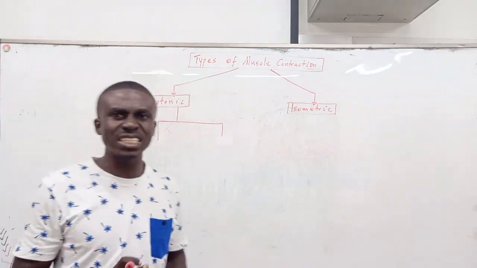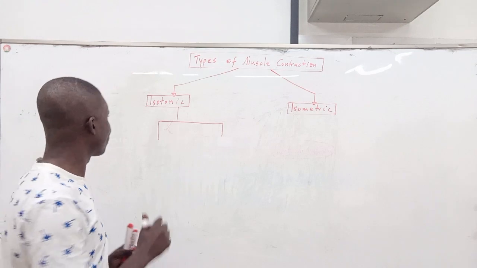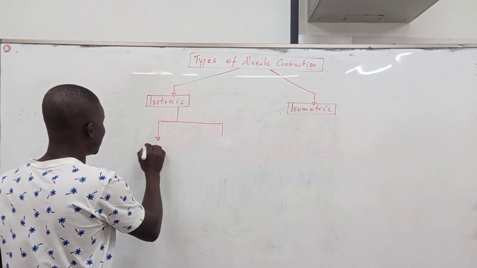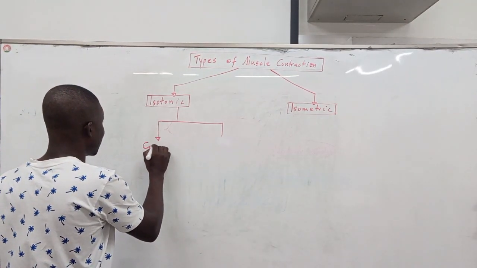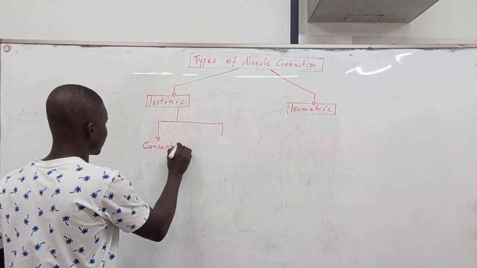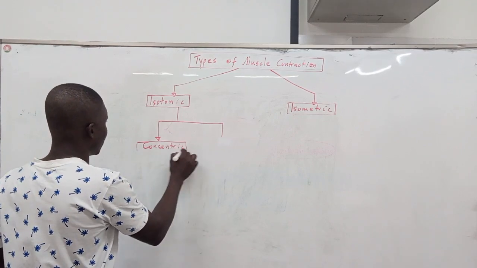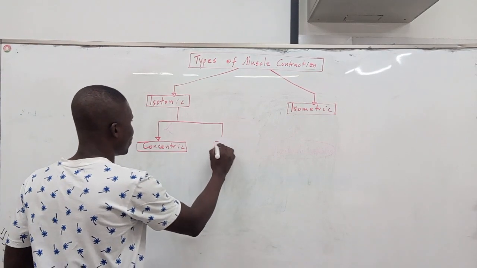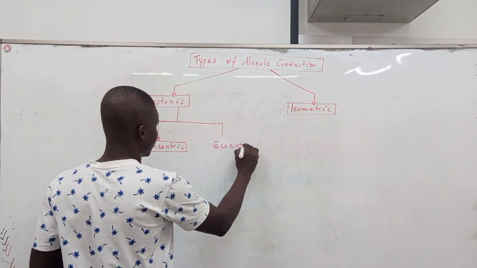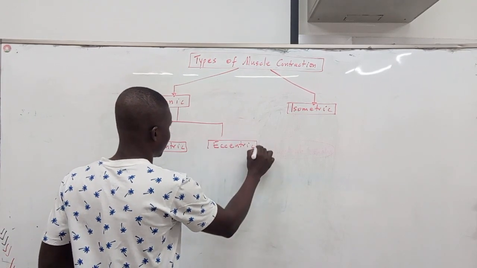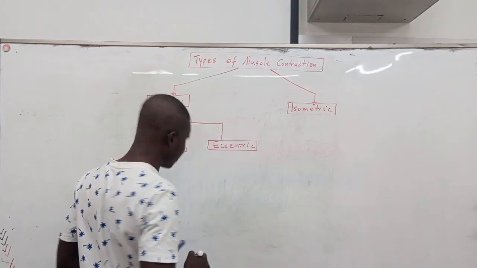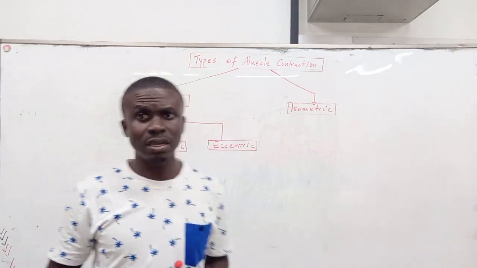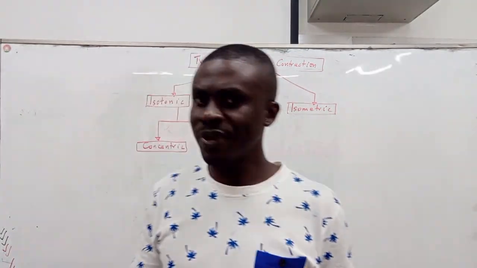There are two kinds of isotonic contraction. The first one is called concentric contraction, and we also have eccentric contraction. Yes, this is what we are going to look at.